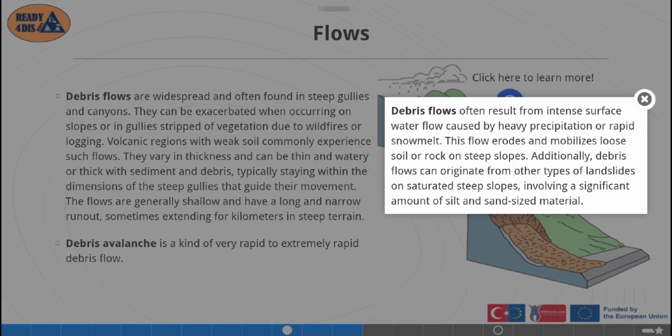Debris flows often result from intense surface water flow caused by heavy rainfall or rapid snowmelt. This flow erodes and mobilizes loose soil or rock on steep slopes. Debris flows can also originate from other types of landslides on saturated slopes, involving significant amounts of silt and sand-sized material.